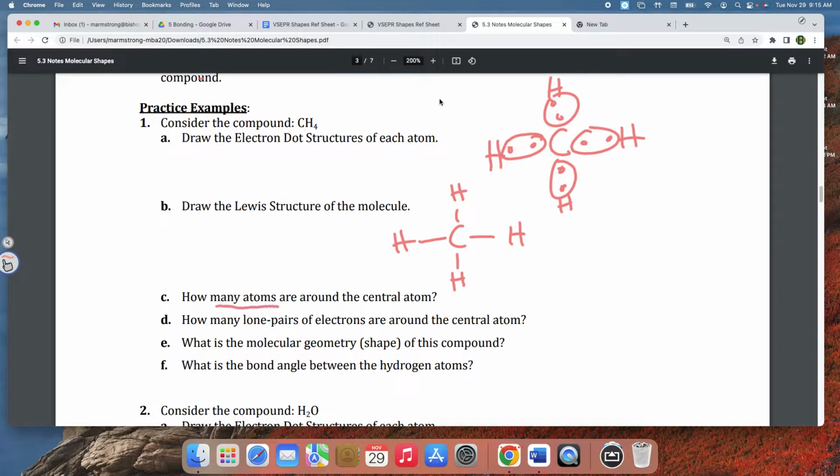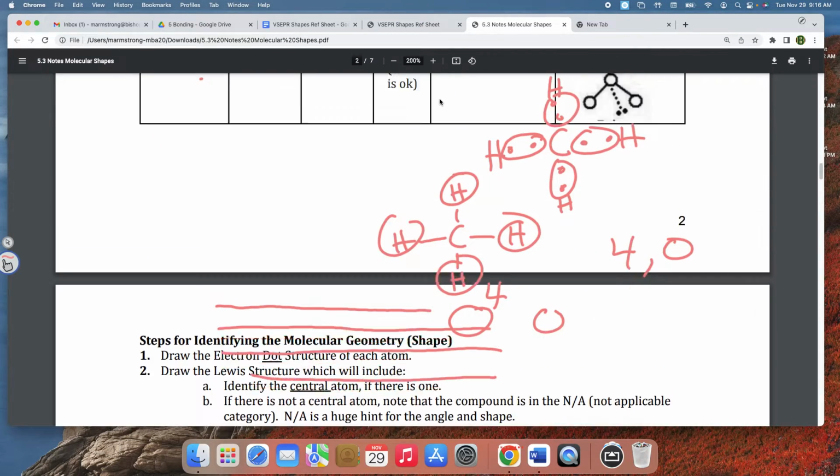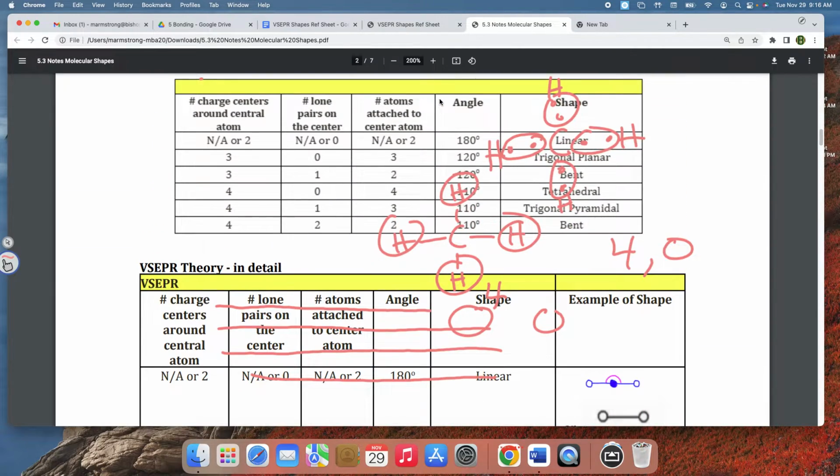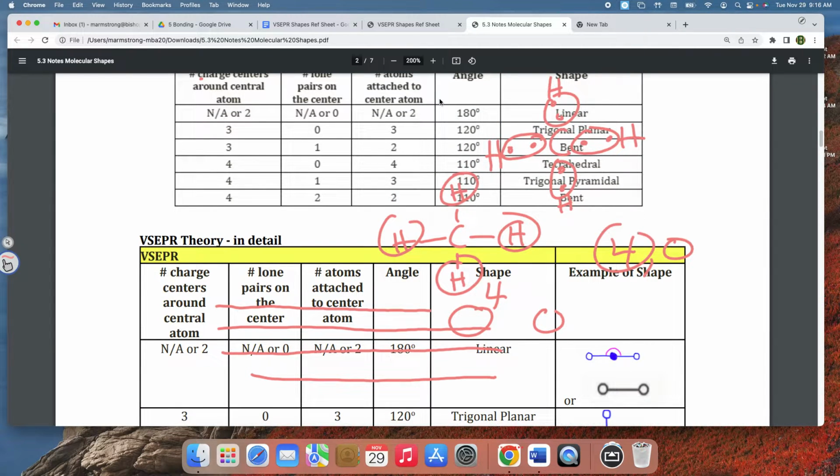So then you ask yourself, how many atoms are around the central atom? Well, there's 4. 1, 2, 3, 4. How many lone pairs of electrons are on the central, just the center, not anywhere else? 0. Carbon has 0 lone pairs of electrons. So what is the molecular geometry of this compound, and what is the bond angle? So we need to scroll. What we have is a 4 and a 0. So we go back to our chart and we find the one that has 4 atoms and 0 lone pairs. That means it is tetrahedral and it's 110 degrees.